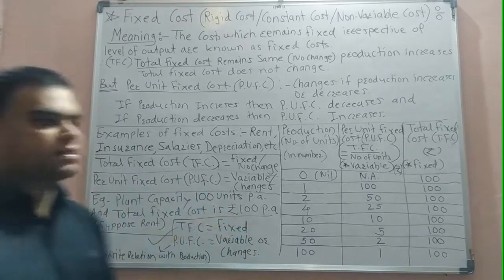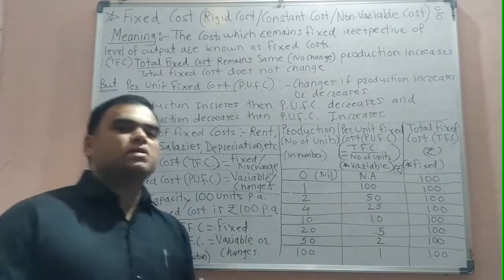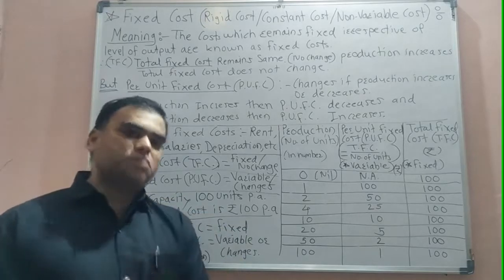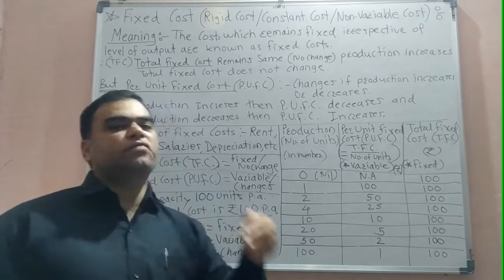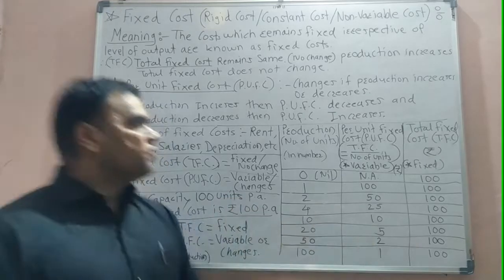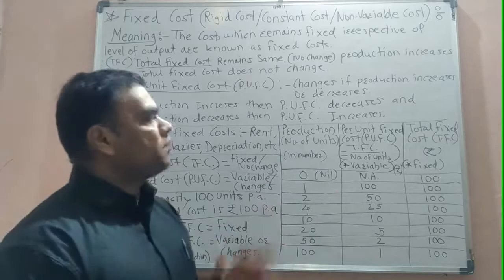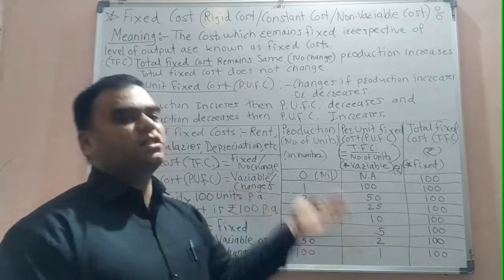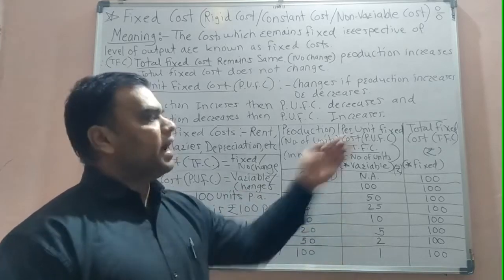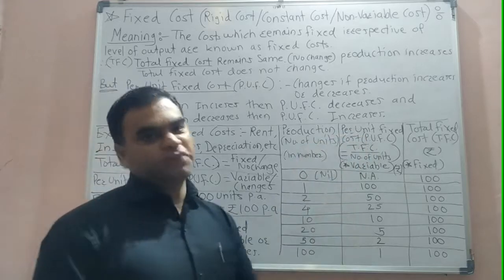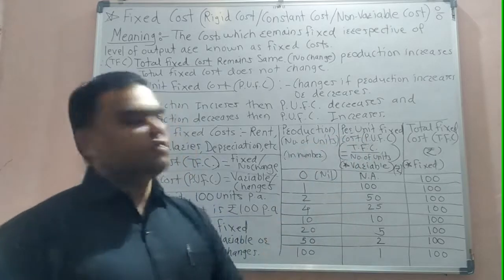Now we are going to understand how total fixed cost and per unit fixed cost behave with changes in the volume of production. With the help of this table, we will understand how per unit fixed cost behaves with changes in the volume of production, and how total fixed cost behaves with the change in the volume of production.